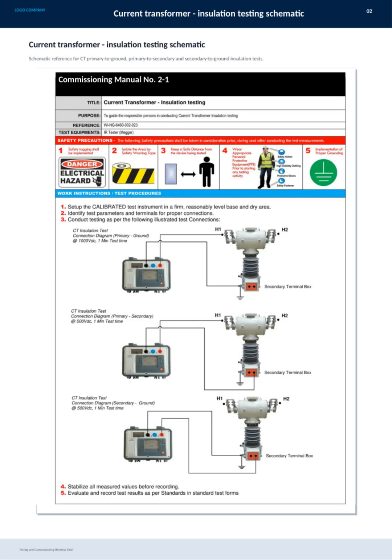Here we have the schematic for insulation testing of current transformers, which is crucial during the testing and commissioning of the electrical grid. This diagram serves as a reference for performing insulation tests between the primary winding and ground, the primary winding and secondary winding, as well as the secondary winding and ground. Ensuring proper insulation in these areas is vital for the reliable and safe operation of the transformer, preventing faults and potential failures in the system. This process is detailed in our commissioning manual number 2-1.